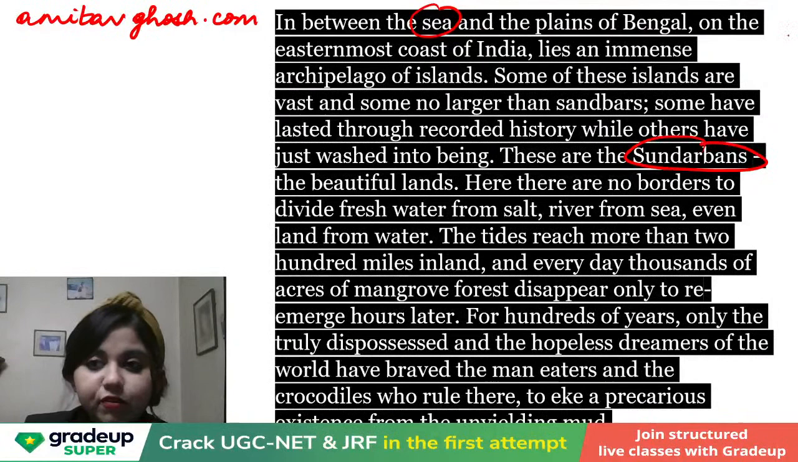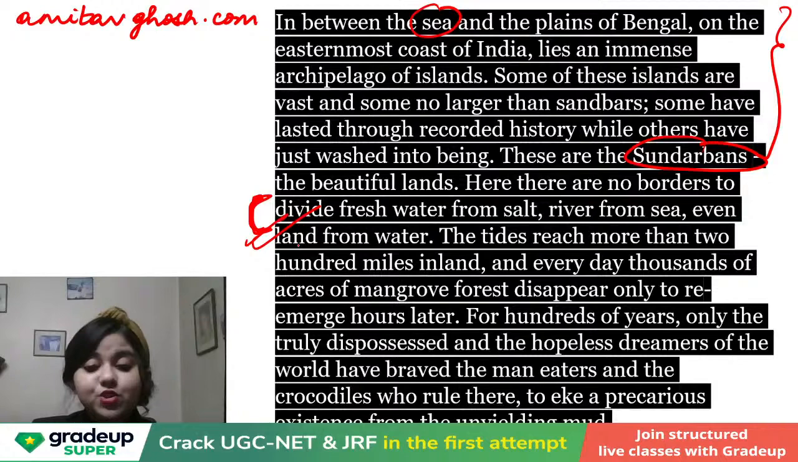Very different from how a geography student will probably define the Sundarbans. "Here there are no borders to divide fresh water from salt, river from sea, even land from water. The tides reach, this is a very important line, the tides reach more than 200 miles inland, and every day thousands of acres of mangrove forest disappear only to re-emerge hours later. For hundreds of years, only the truly dispossessed and the hopeless and dreamers of the world have braved the man-eaters and the crocodiles who rule there to eke a precarious existence from the unyielding mud."